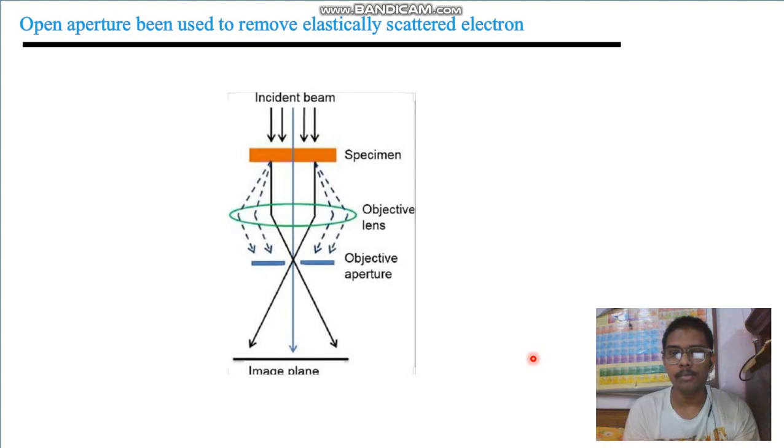Now we come back to amplitude contrast. What is the mechanism of amplitude contrast formation? They use an open aperture. This is the objective aperture shown here, which is used to eliminate the dotted lines. Dotted lines denote the elastically scattered electrons, but the solid lines denote the unscattered electrons. When you put an open aperture just after the objective lens, the incident electron beam goes through the specimen, and the elastically scattered electrons are removed and cannot pass through the aperture, but the unscattered electrons pass through and make the image.